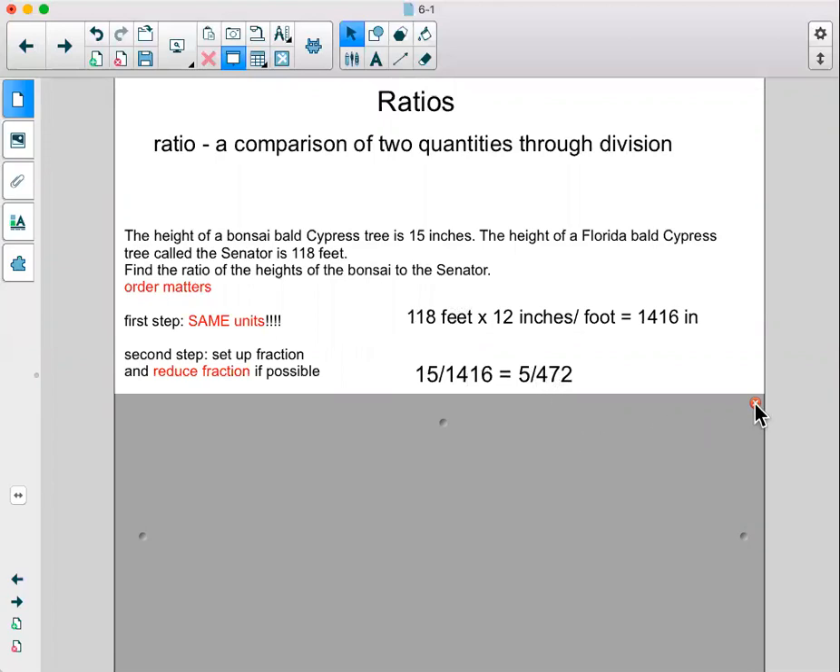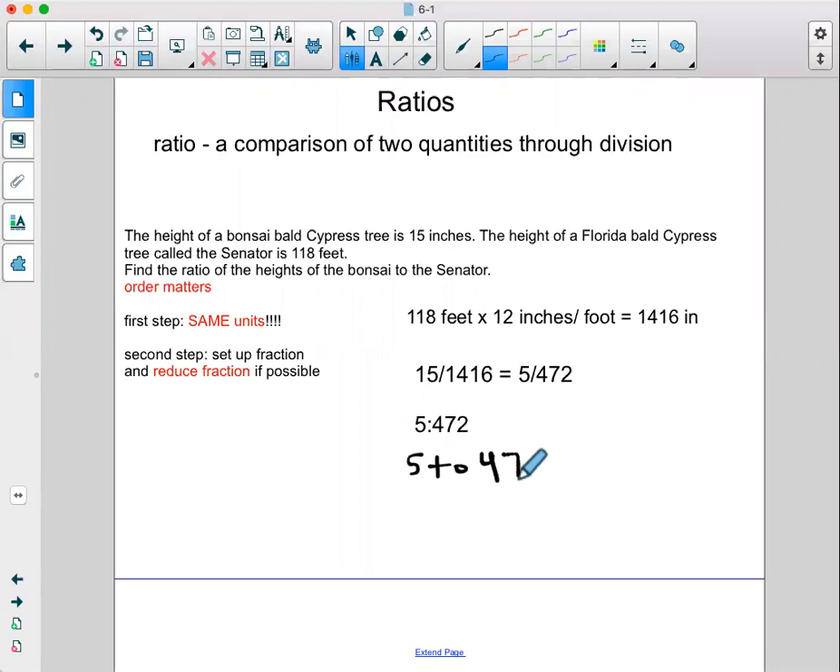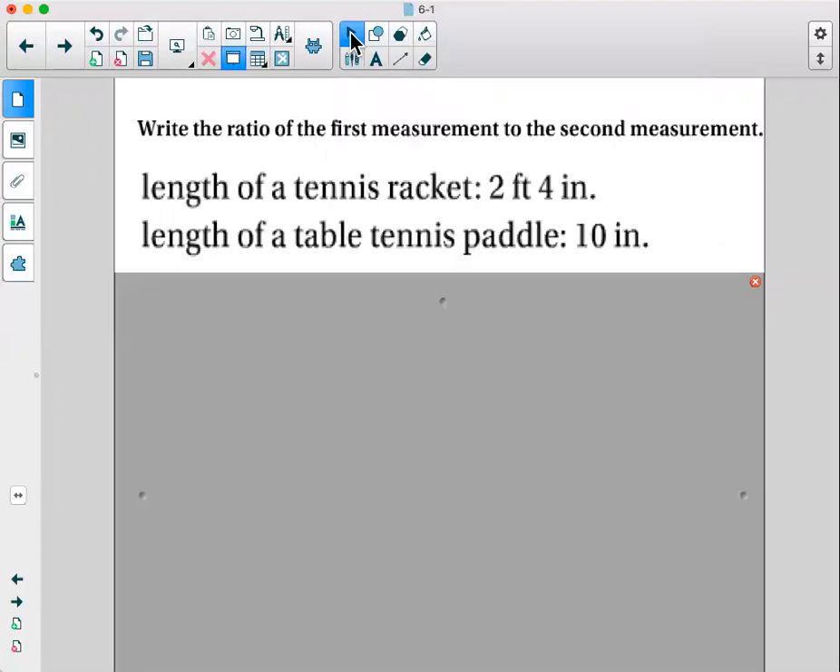And there are three possible ways that you can express a ratio. You can write it as a fraction, you can write it using a colon, or you can write out the words: 5 to 472. Those are three ways that it can be expressed. So three things to remember in red and three ways to express a ratio over here in black. So practice this example on your own paper and then press play.